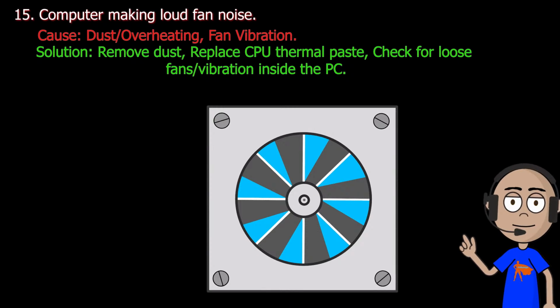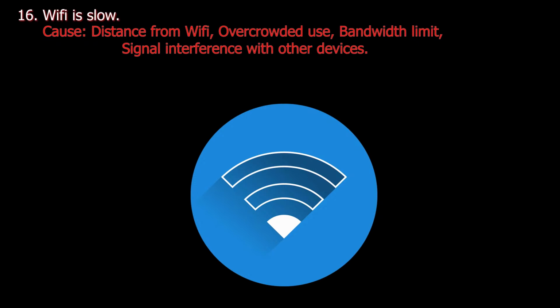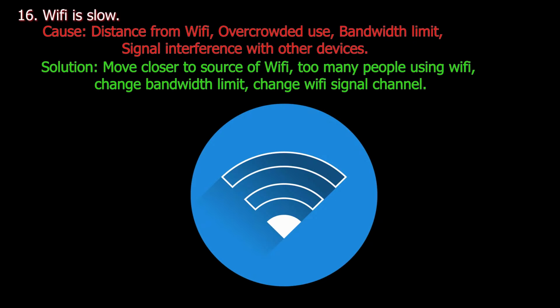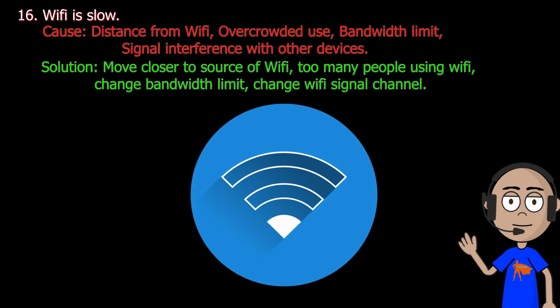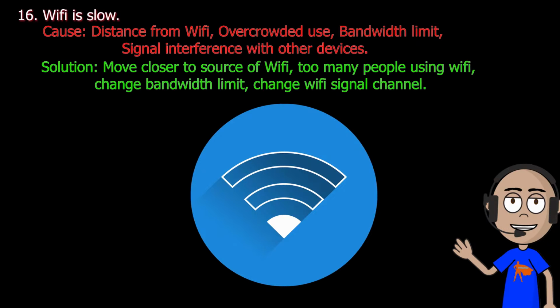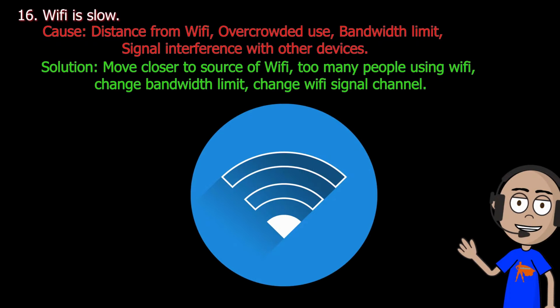It's kind of fun to know about. Number 16, Wi-Fi is slow. Cause: distance from Wi-Fi, overcrowded use, bandwidth limit, signal interference with other devices. Solution: move closer to the source of Wi-Fi, too many people using Wi-Fi, change bandwidth limit, change Wi-Fi signal channel. So yeah, of course, we all know that bad Wi-Fi or slow Wi-Fi is signal related.